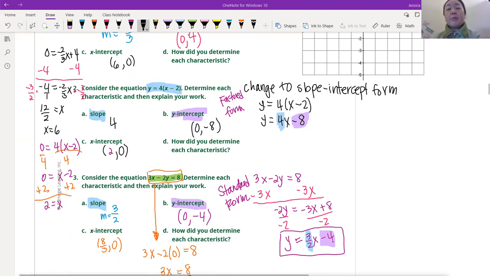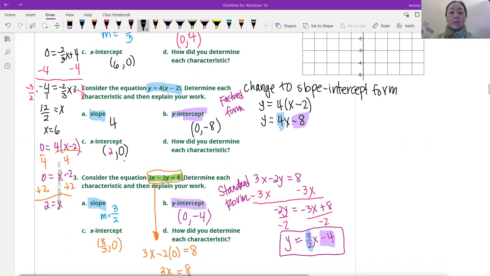So we're going to plug in. So we're just going to use distributive. We're just going to distribute. And then we get y is equal to 4x minus 8. And again, we know that the minus 8 is our y-intercept. And our slope is 4. So notice still the same 4. We still don't know our x-intercept.